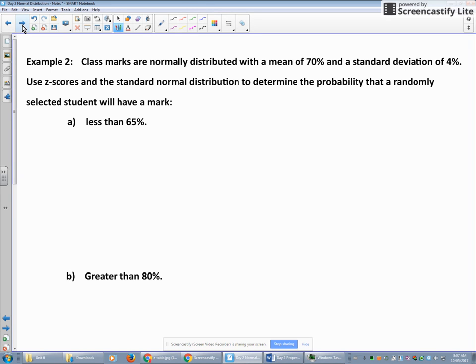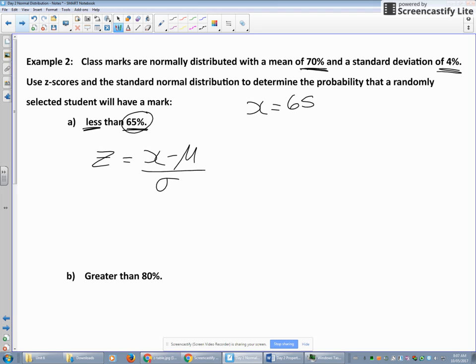So let's take a look at our first question. Here we're told that class marks are normally distributed with a mean of 70% and a standard deviation of 4%. Use Z-scores and the standard normal distribution to determine the probability that a randomly selected student will have a mark less, that's going to be to the left, than 65%. So all we need to do, first of all, is to find out, well, what is our Z-score? We know from our last unit that Z is equal to our X value, subtract the mean, divided by our standard deviation.